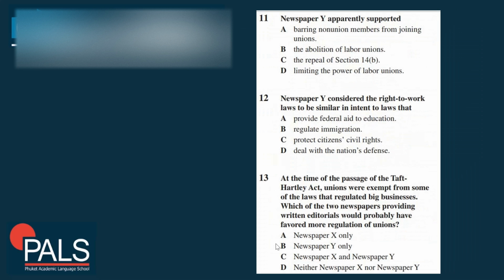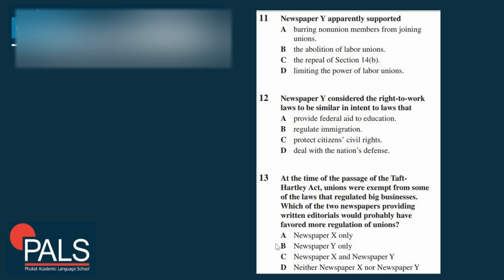We'll go back now and read the possible answers. So A was barring non-union members from joining unions. B, the abolition of labor unions. C, the repeal of Section 14B. Or D, limiting the power of labor unions.